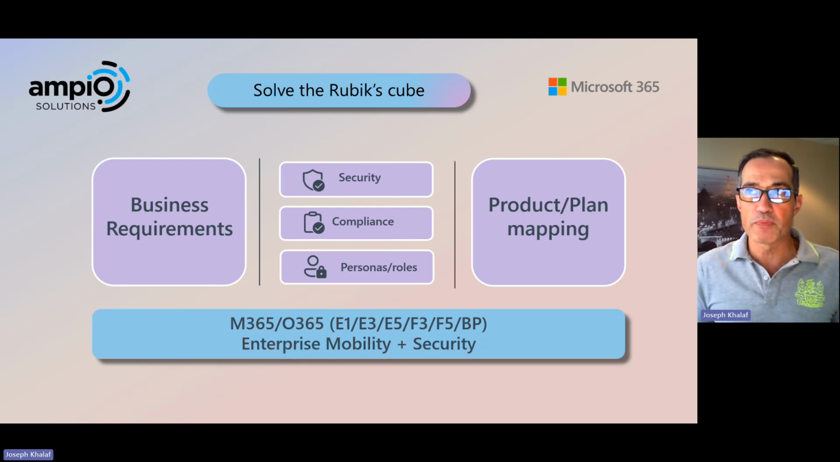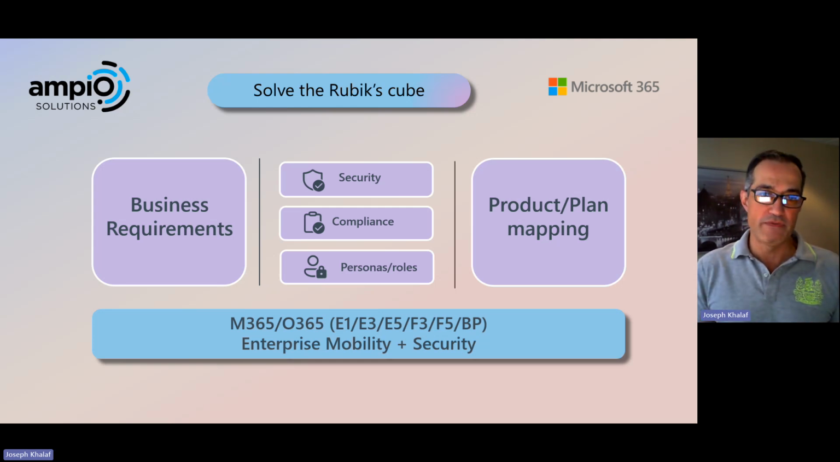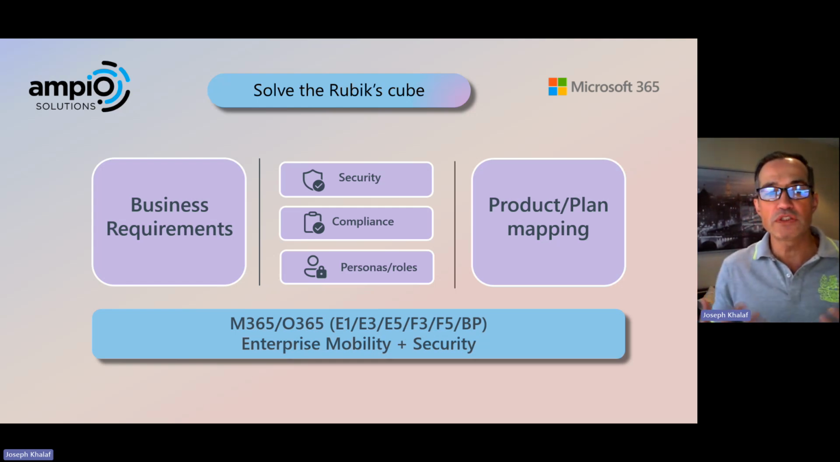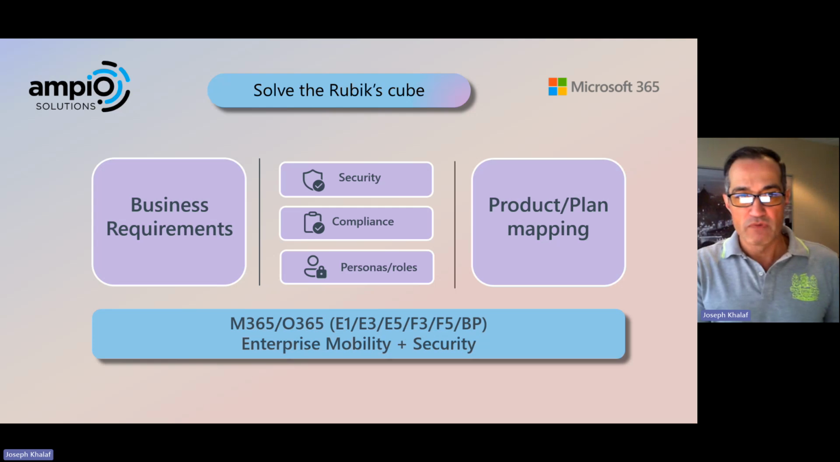The way this should be approached is forget about what is in E3, forget about what's in E5, forget about what's in Business Premium. I don't care about those features. I care about what my business needs. And this is where we start. We start with documenting what your requirements are, right?